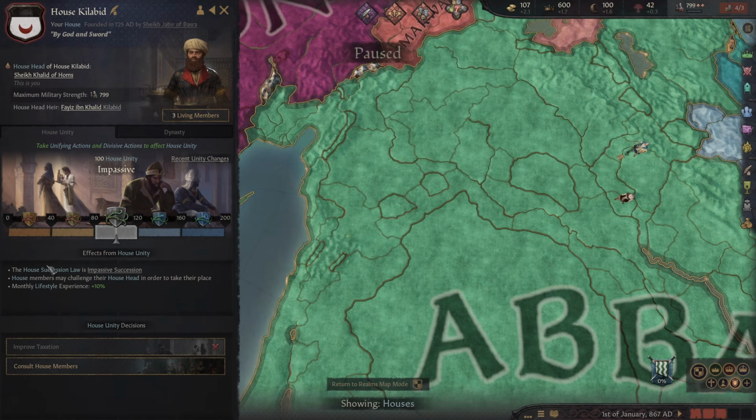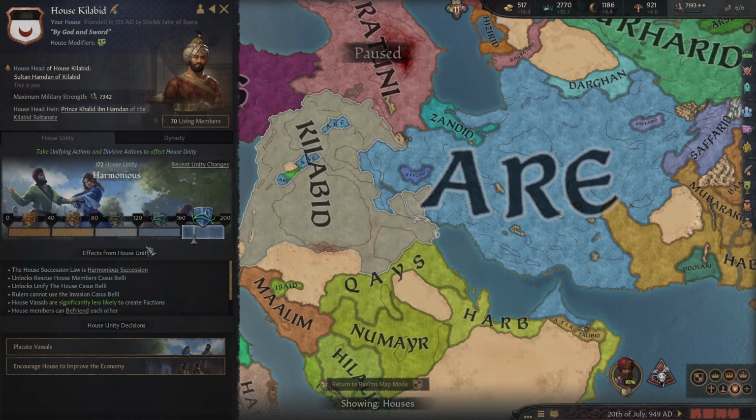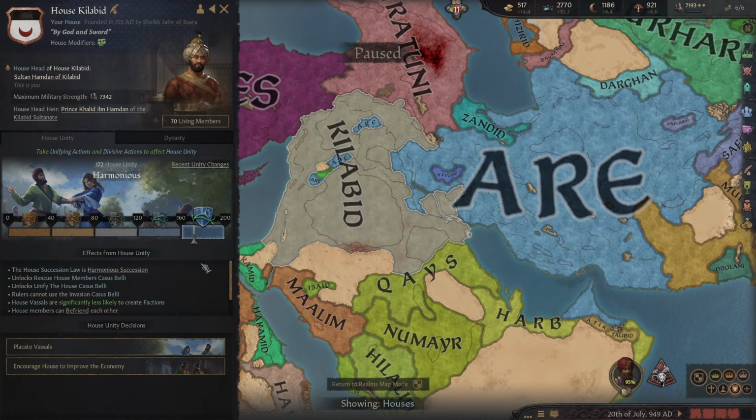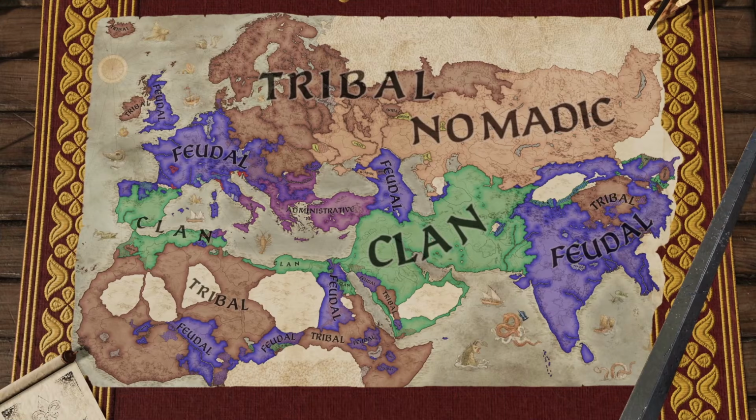Now, I did say that the 2 extreme ends of the house unity slider are supposed to be equally good, but in my opinion harmonious is way better than antagonistic. Sure, unlimited access to Subjugate Kingdom CB is nice, but it doesn't beat having basically primogeniture succession at the start of the game. Your vassals being more docile is also great, and besides, you still have access to the Conquer County and Conquer Duchy CBs. Well, that's everything you need to know to succeed in a clan realm.